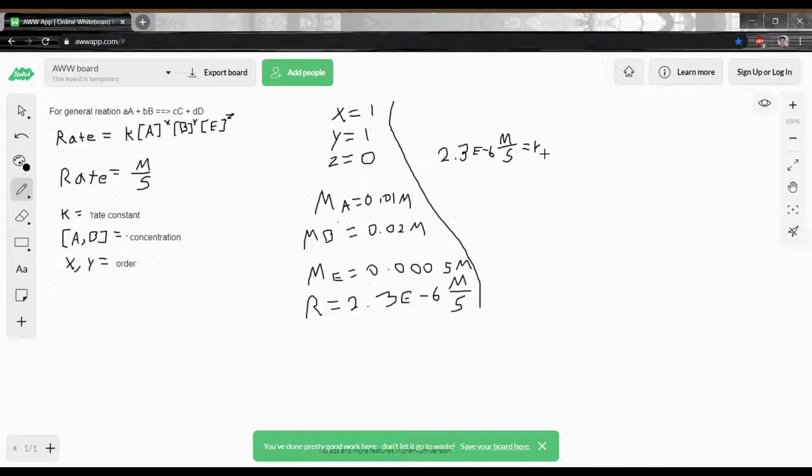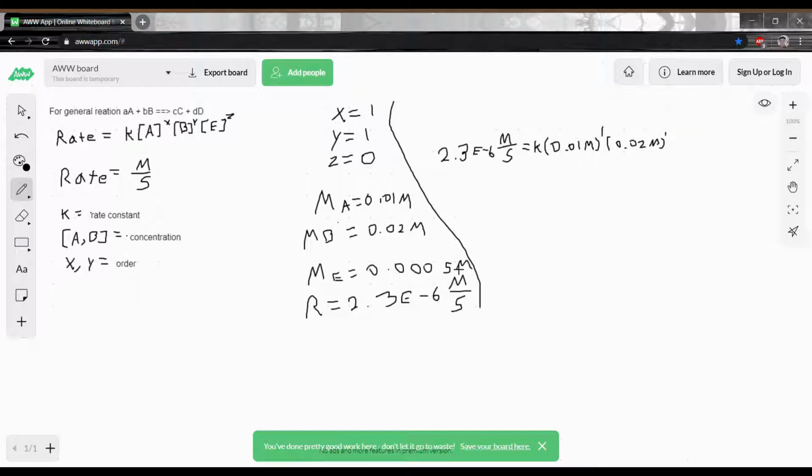That's going to equal our K value multiplied by our concentration of A, 0.01 raised to the X, multiplied by our concentration of B, 0.02 raised to the X. Here I am saying units are important while not writing them. That's molarity raised to the X times 0.02 molarity raised to the X. Raised to the Y, which is 1.